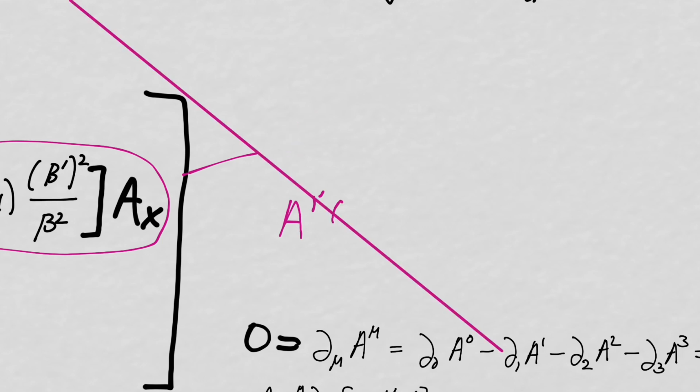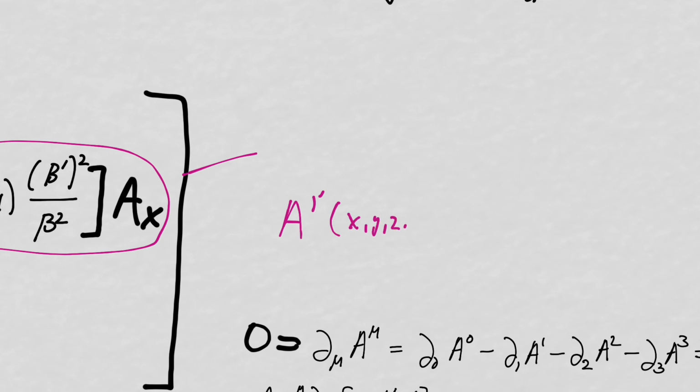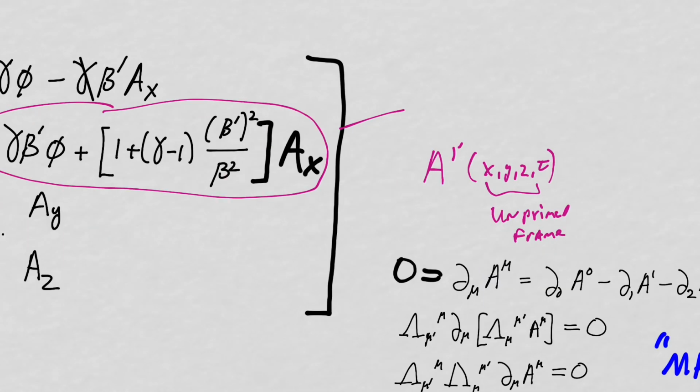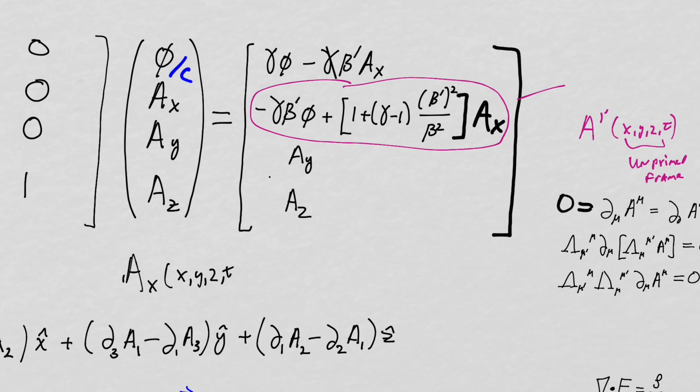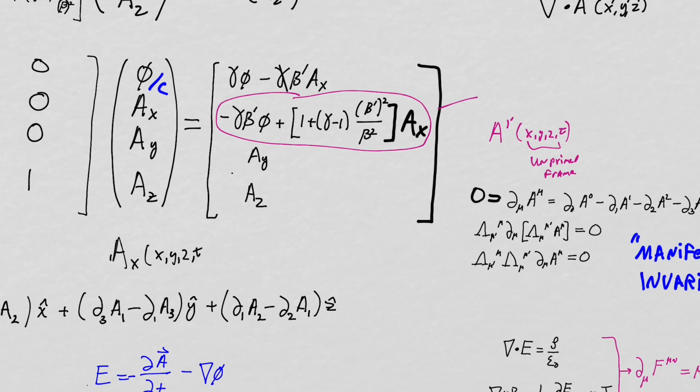But this is still going to be a function of X, Y, Z, and T. Notice these guys are in the unprimed frame. So this is an annoying little problem, because you're transforming the potential from the unprimed to the primed system, but you're left with these functions that are still in terms of the unprimed system. So you have to transform all of the x, y's, and z's inside these functions to x primes, y primes, and z primes. So when you study this, don't forget that.